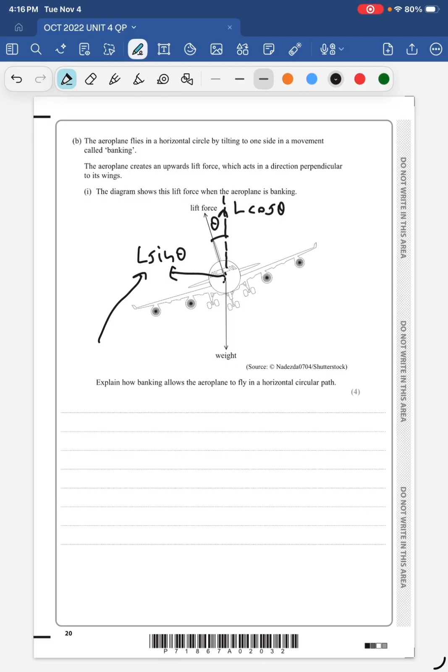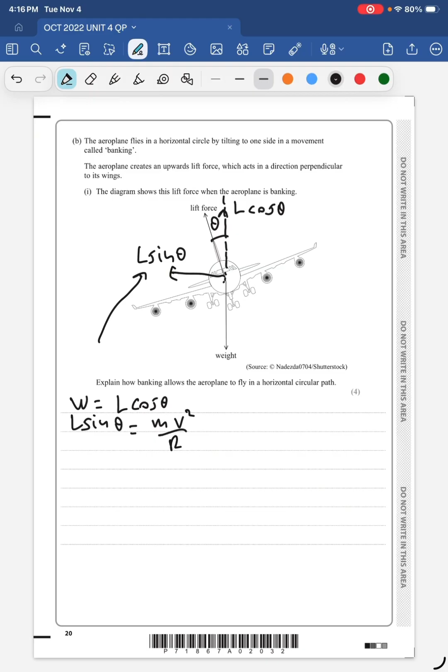So from the forces here, the weight must be equal to L cosine theta, because there is no up or down motion, okay? And then L sine theta should be mv squared over r, where r is the radius of this banking.